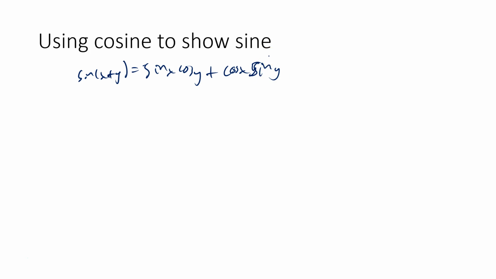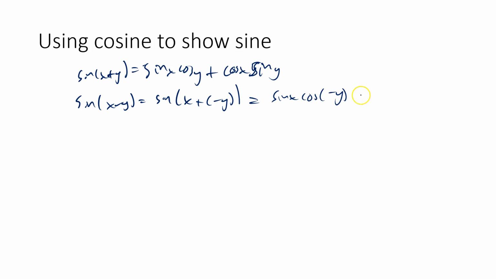There we go. Okay, so then the difference, sine of x minus y, I'm going to rewrite that as sine of x plus negative y, because we have a formula for sine x plus y, so let's just use it. So that's going to be sine x cosine of negative y plus cosine x sine of negative y.